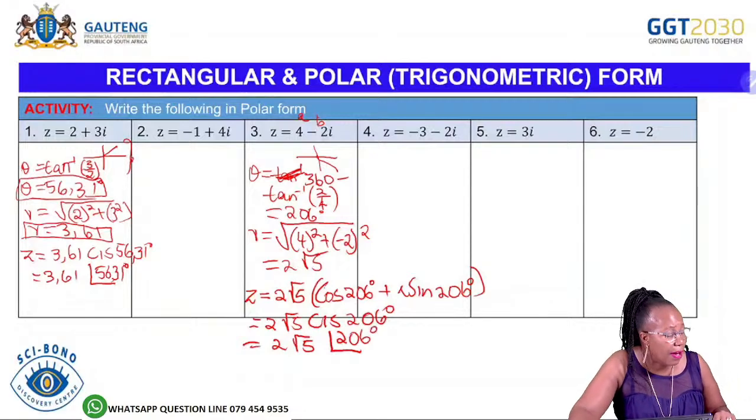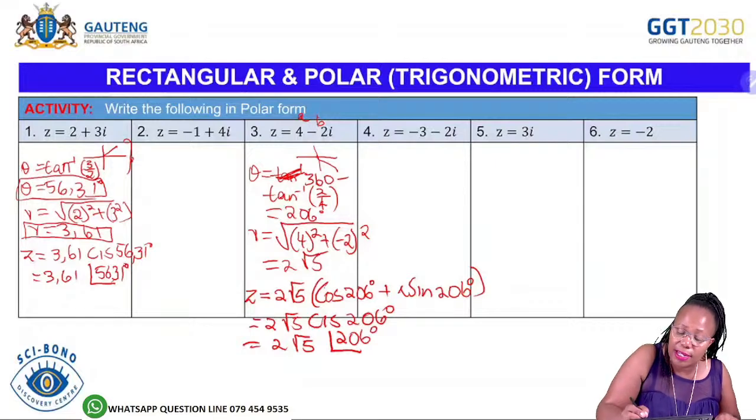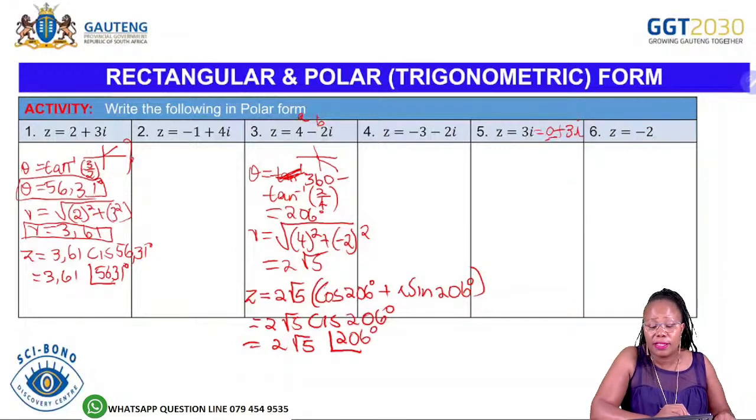Okay, let's take number 5 now. It's different. If you look at number 5, that is the case where we have 0 plus 3i, of which your real number is 0 now.